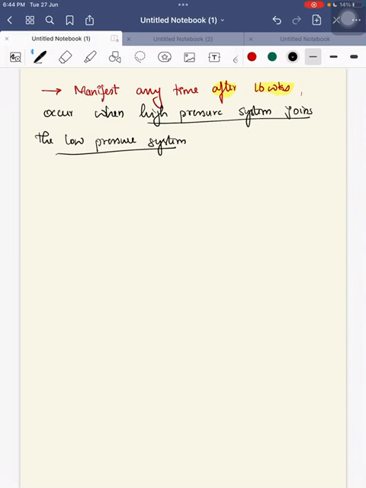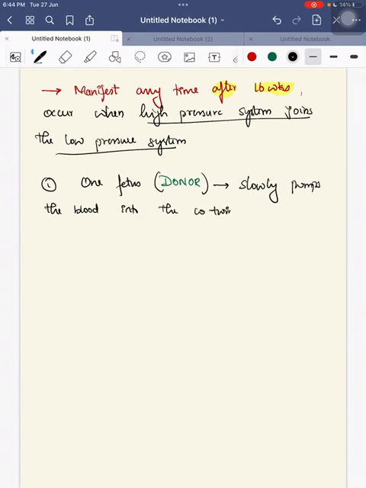Next we'll talk about the donor twin and the recipient twin. One fetus is the donor that slowly pumps the blood into the co-twin circulation, that is the recipient twin, due to the vascular anastomosis and the difference in the pressure. This is the recipient twin.